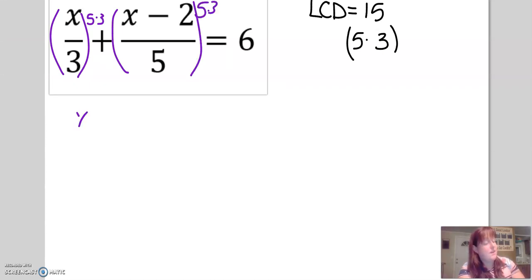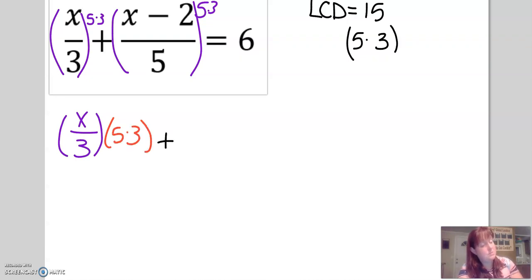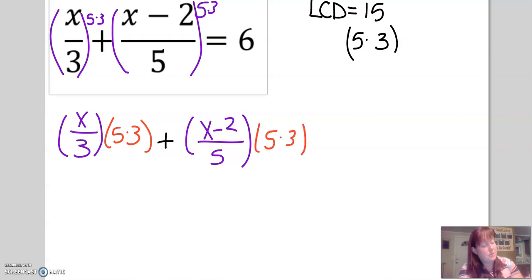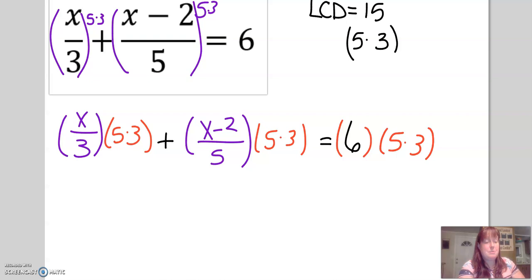Now, if I do it to one part of the equation, I have to do it to all parts of the equation. So I'm going to go ahead and just spread this out for you so you can see what I'm doing. And I'm just multiplying by 5 times 3, which is 15, right? But since I did it to one side of the equation, I have to do it to the other. So even though there's just a 6 over here and it doesn't need the fraction cleared, I absolutely still have to multiply by 5 times 3, or 15, because if I do it to one side of the equation, to keep it balanced, I have to do it to the other.